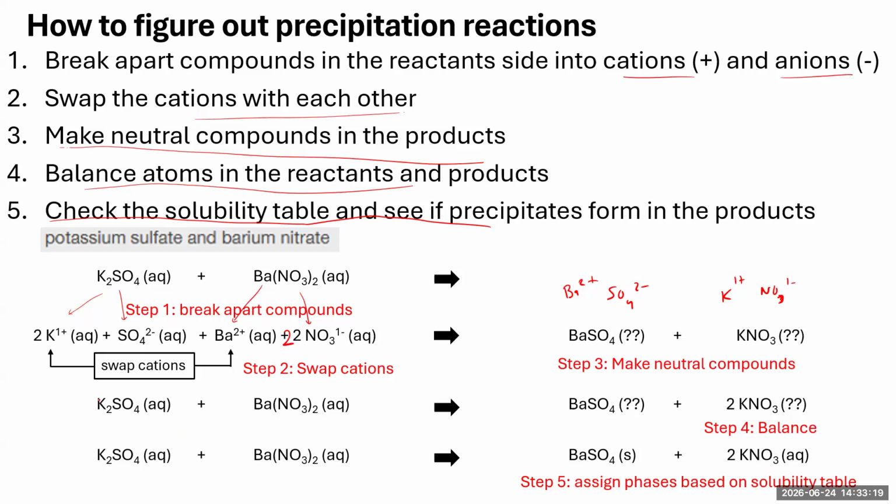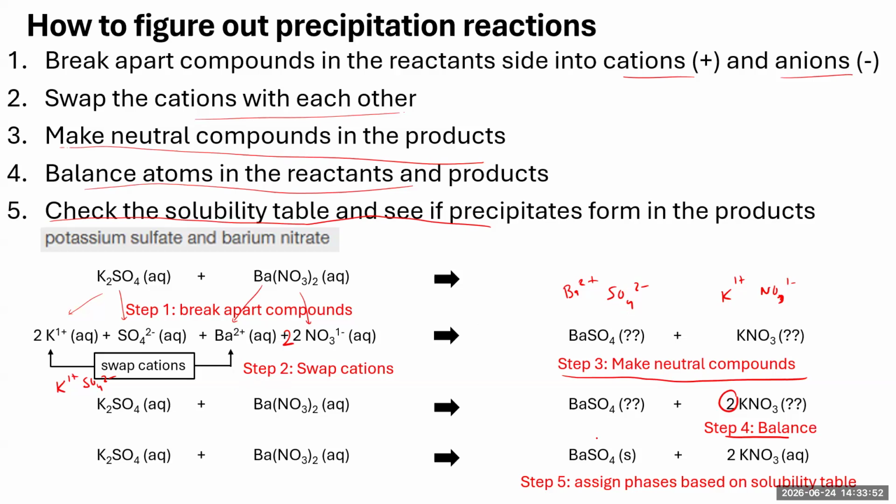Here, right, we swapped cations. We needed 2 potassiums because it's potassium 1 plus, sulfate 2 minus. We needed 2 potassiums, 1 sulfate. Here we needed 2 nitrates, 1 barium. So again, neutral compounds is a key part to this. That's why I've been emphasizing it all semester. Then you want to balance. The only thing that we need to do to balance is add that 2. So now everything's balanced.